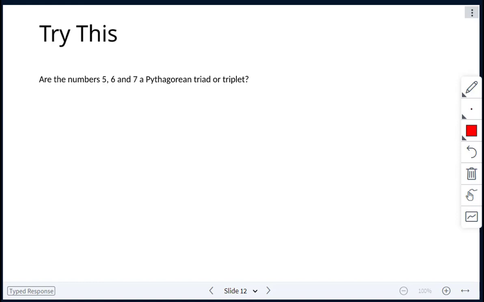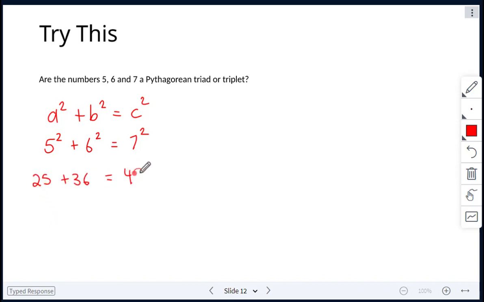All right, I'll give you guys this one to try. Are the numbers 5, 6, and 7 a Pythagorean triad or triplet? So we would use 7 as our hypotenuse. The other two we're going to use as the legs. So a squared plus b squared is equal to c squared. So 5 squared plus 6 squared has to equal 7 squared. So 25 plus 36, does it equal 49? 25 plus 36 is 61. That does not equal 49. So these numbers are not a Pythagorean triad or triplet. Therefore, a triangle with these three sides would not be a right angled triangle.